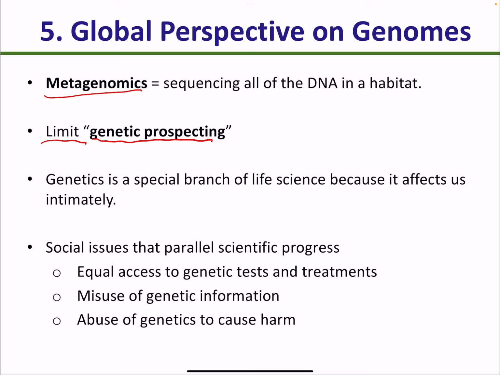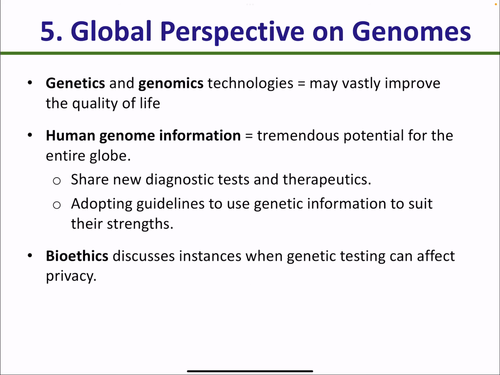So it's worth, because we are all affected, to wonder, okay, what should we do and what should we not do, right? What is acceptable and what is not acceptable? For instance, we have access to genetic tests and treatment that is not equal across the globe, right? We have the misuse of genetic information. We have abuse of genetics that can cause harm to people. That is a major issue that we need to address.